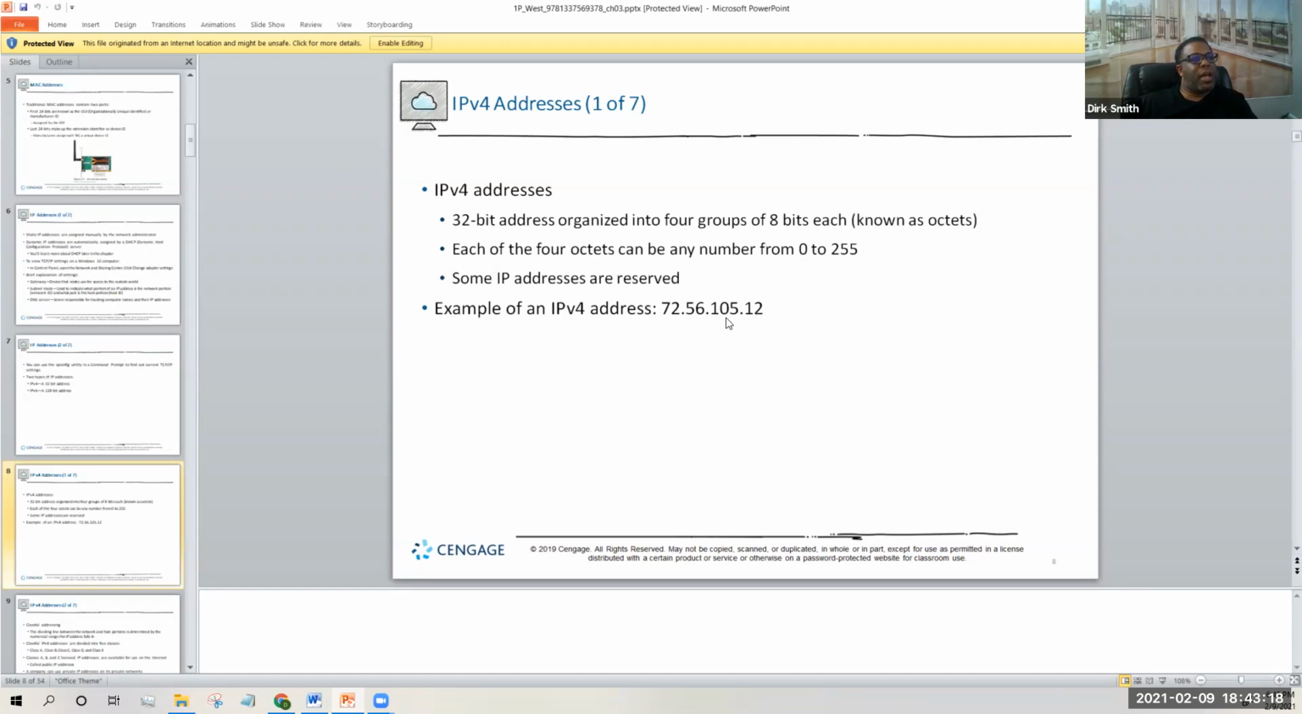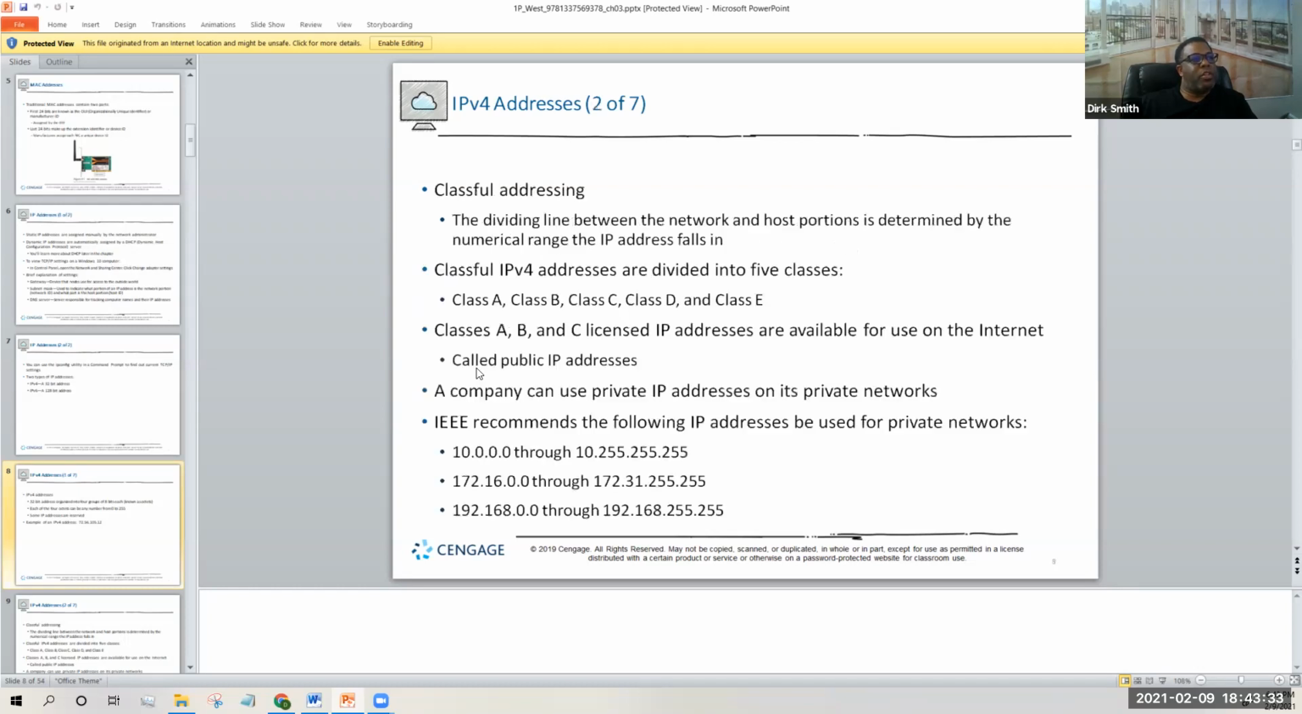72.56.105.12. This is an example of an IPv4 address. Each of the 4 octets can be any number between 0 and 255. So 0 through 255 can be in each one of these separate octets, and that will make up an IPv4 IP address.